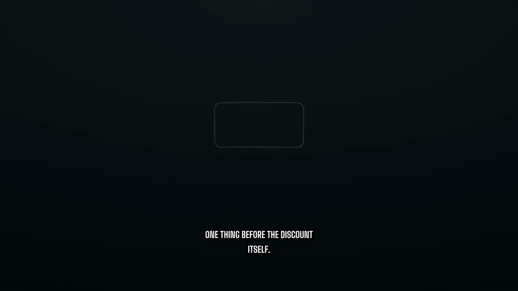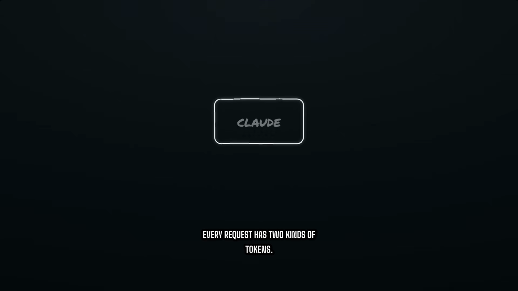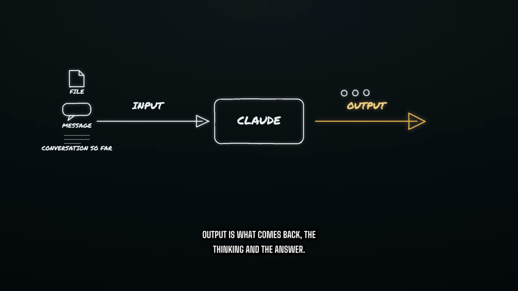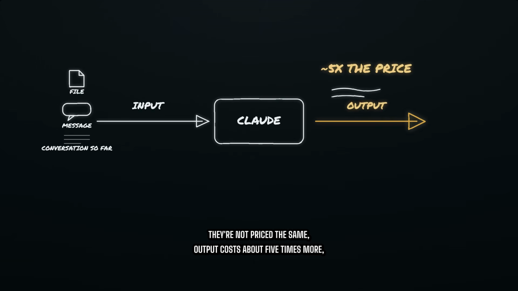One thing before the discount itself. Every request has two kinds of tokens. Input is everything going in: your files, your message, the whole conversation so far. Output is what comes back, the thinking and the answer. They're not priced the same. Output costs about 5 times more because it's generated one token at a time, not all at once.